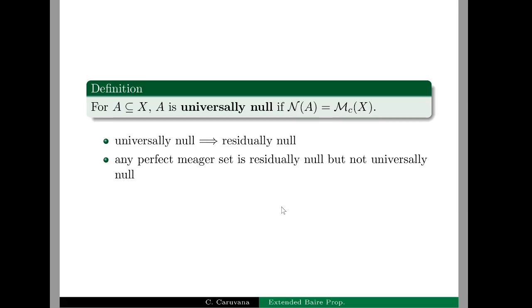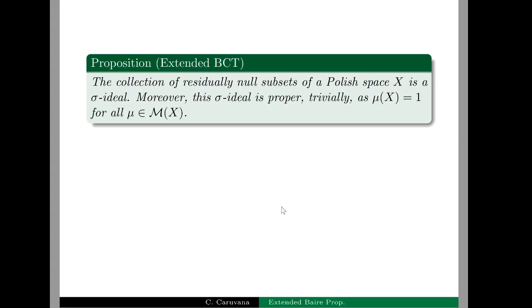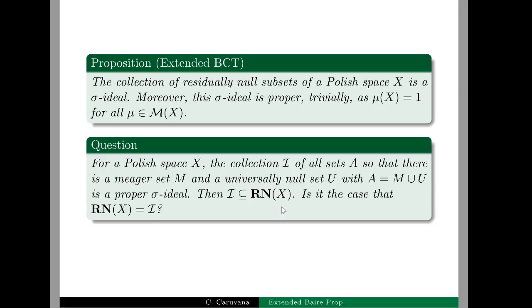So we have differences. This is a much easier form of the Baire category theorem, with of course more overhead. In fact, the collection of residually null sets is a sigma ideal, and it's proper for the trivial reason that X always gets measured 1. So good. Great. So we have a question.